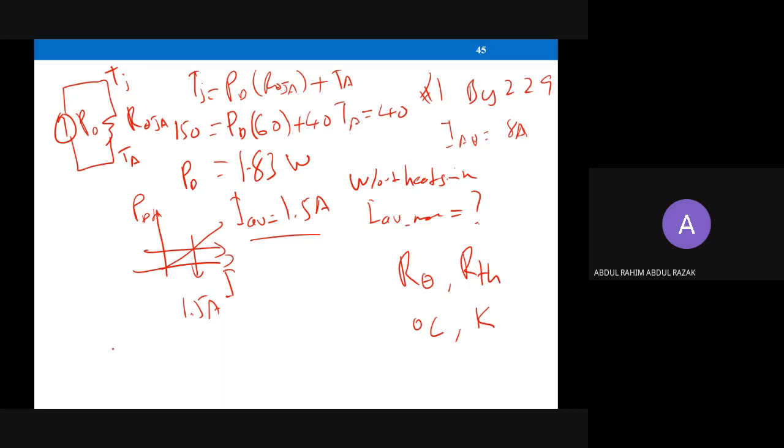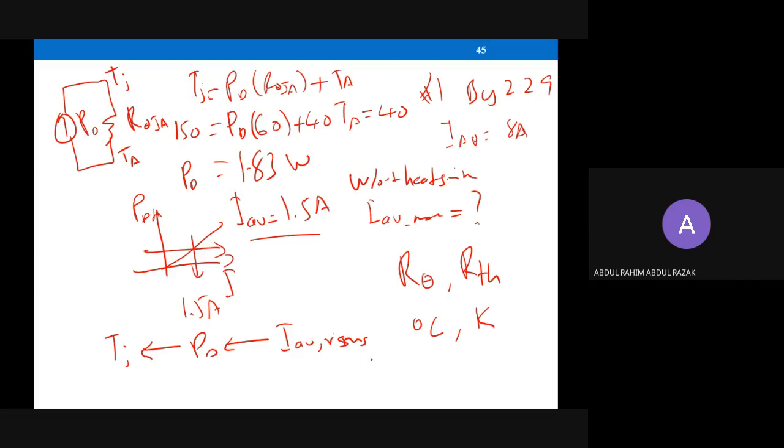So our main concern here is the TJ. TJ comes from PD. PD is contributed by your I average or I RMS. It depends on the datasheet. If your datasheet mentions RMS, you have to find out the RMS current here. If you just need average, then average is sufficient. And RMS, huh?